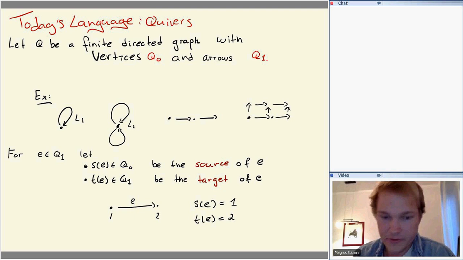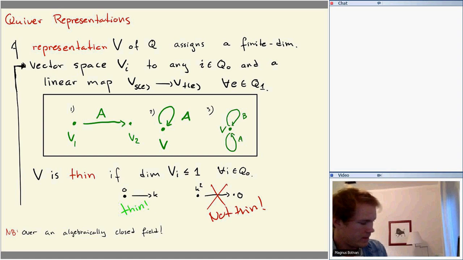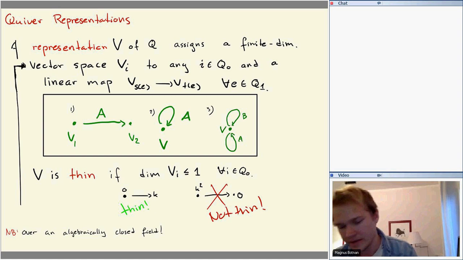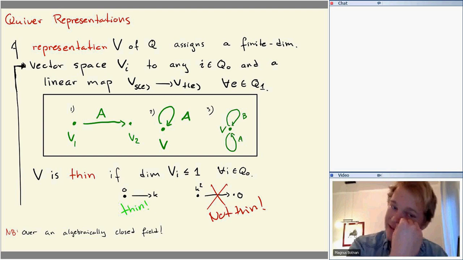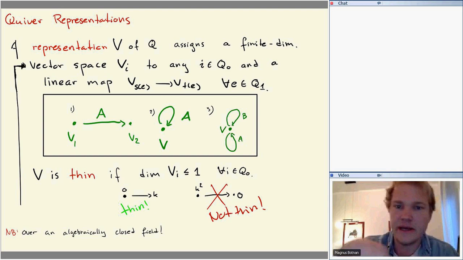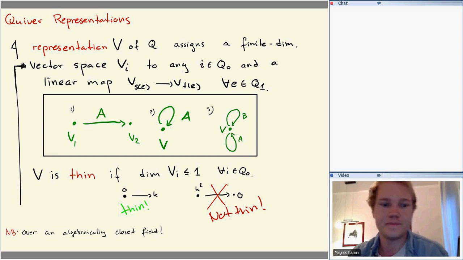That is the graph theoretic setup. Now I'm going to add a representation to such a quiver. To every vertex we associate a finite-dimensional vector space. If you have an arrow e, then you have a vector space sitting over the source of e and a vector space sitting over the target of e, so you associate a linear map to this edge. So to any edge you associate a linear map, and to every vertex you associate a vector space. For the quiver with one arrow, you just associate V1 and V2 with a linear map A between them. For the L1 loop, just V with A acting on V. For L2, you have A and B acting on V. That is a representation.